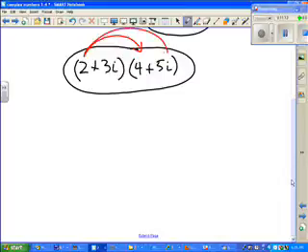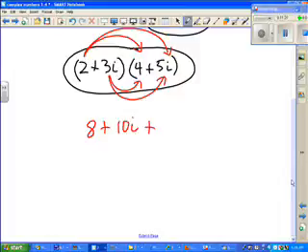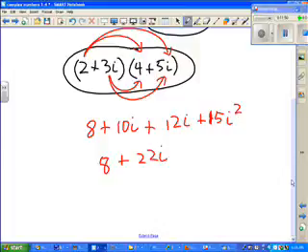I've got to multiply the 2 by everything over here, and I've got to multiply the 3i by everything over here. Well, 2 times 4 is 8, plus 2 times 5i is 10i, plus 3i times 4 is 12i, and 3i times 5i is 15i squared. So now I've got 8, plus 10i plus 12i is 22i. Now, plus 15i squared.